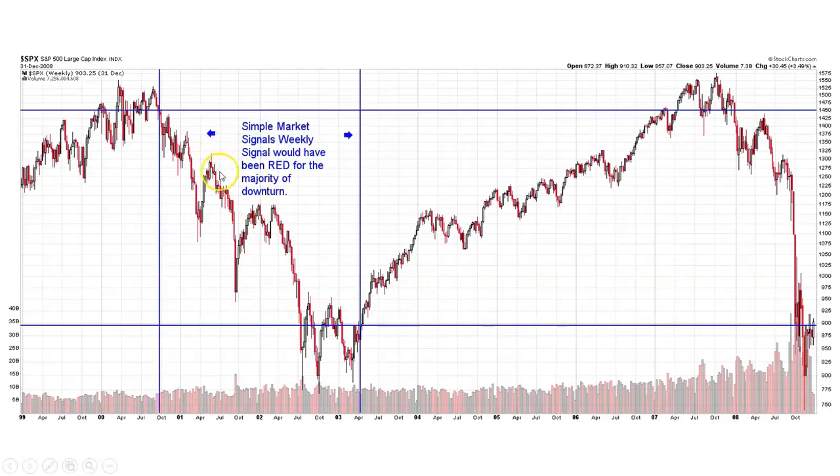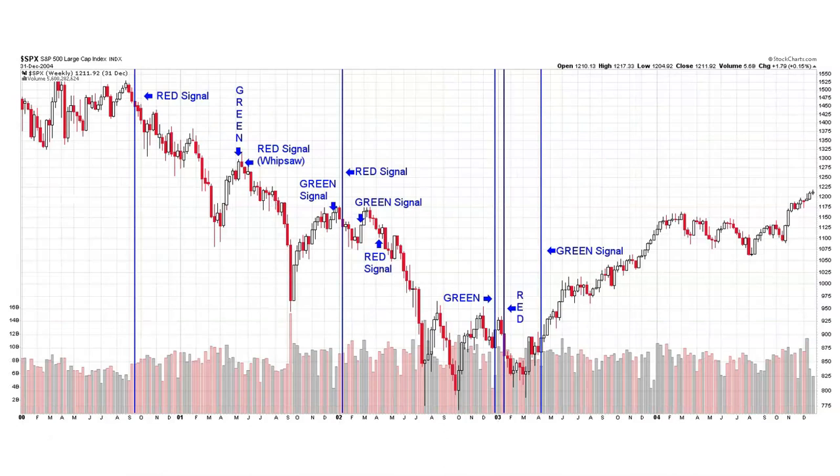So again, let's take a look at that same chart. You can see here that during this time frame, the signal would have been red for the majority of that downturn. Now, let's really zero in here. I want you to understand that there are what are called whipsaws, where the market tries to rally and the rally attempt fails. That initial signal at the 1450 level was here, and as we fell down, the market tried to rally here and it didn't hold. The signal would have gone green there, and then a week later the rally attempt failed and we got a red signal, and then the market fell again.